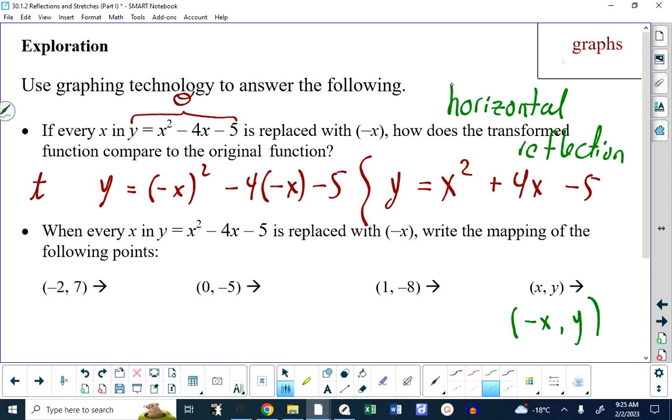Now, I want to be cautious here about what you may think that statement in green at the bottom of the screen means. It doesn't mean every x-coordinate is negative. It means every x-coordinate is the negative of what it was, right? So here I have an x-coordinate of negative 2, 7. According to this mapping, it should become negative negative 2, 7. All it's saying is you're taking negative 1 times the x-coordinate. And I wouldn't even write this. I would just write 2, 7.